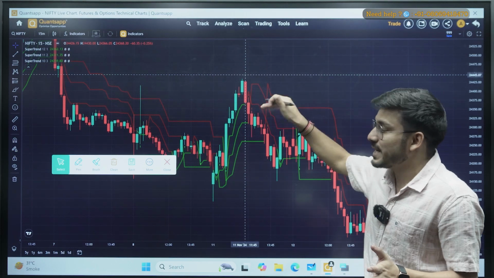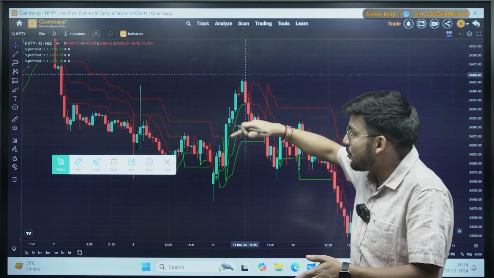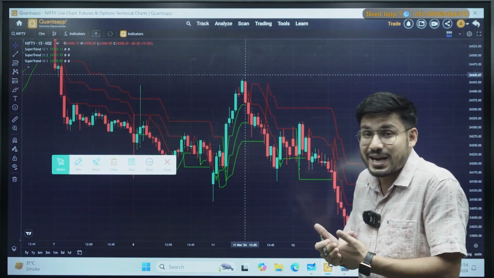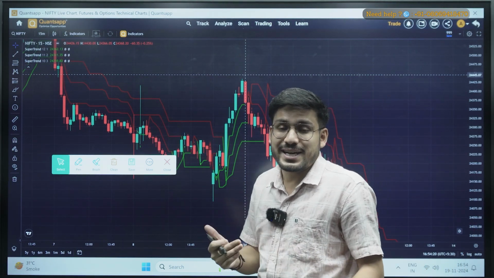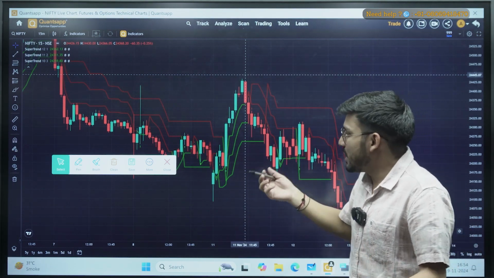So this is how we can trade in the bullish direction as well. I just have to find a green candle which is closing above all of these three super trends. That will be my entry, and any red candle that closes below any one of the super trends will be my exit point, right? So let's see some other examples.